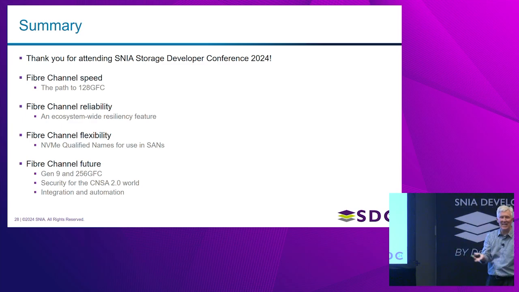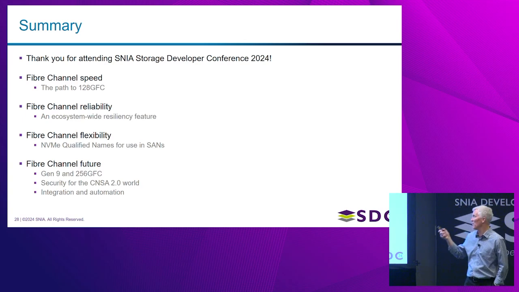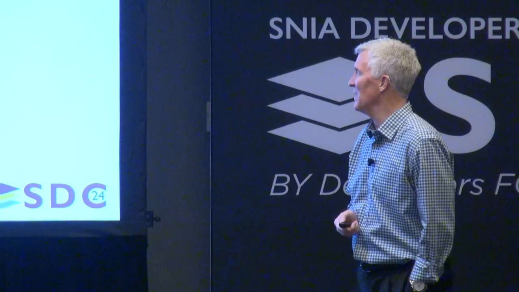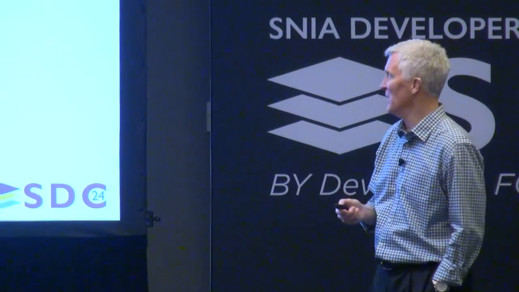Thank you for attending today's session. I'd just like to point out that we talked about Fibre Channel Generation 8, 128 gig. It includes not only the speed bump, but also reliability characteristics and improvement of the ecosystem with fabric notifications, and a lot of flexibility in the ability to manage NQNs in the environment. And then we've got a tremendous future with Generation 9 already underway with 256 gig, security for the CNSA 2.0 world ahead, and more on integration and automation as we move forward. So there's still a lot of work and exciting things being done in the Fibre Channel community.